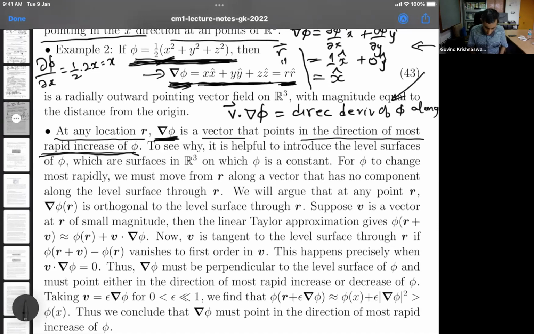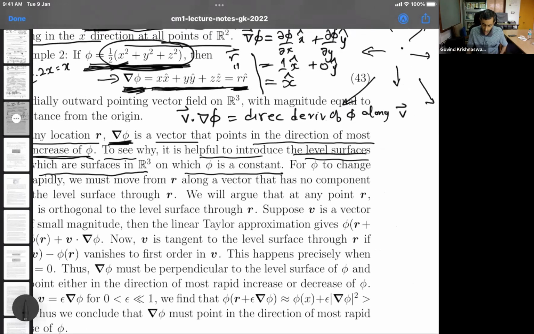To see why, it is helpful to introduce the level surfaces of phi. We already found that useful for this nice little function x squared plus y squared plus z squared. The level surfaces are the surfaces on which the function is constant. In this case, they were concentric spheres. But we can apply this idea to any function, not just the square of the distance from the origin. So we introduce the concept of level surfaces. These are surfaces in three-dimensional space on which phi is a constant.